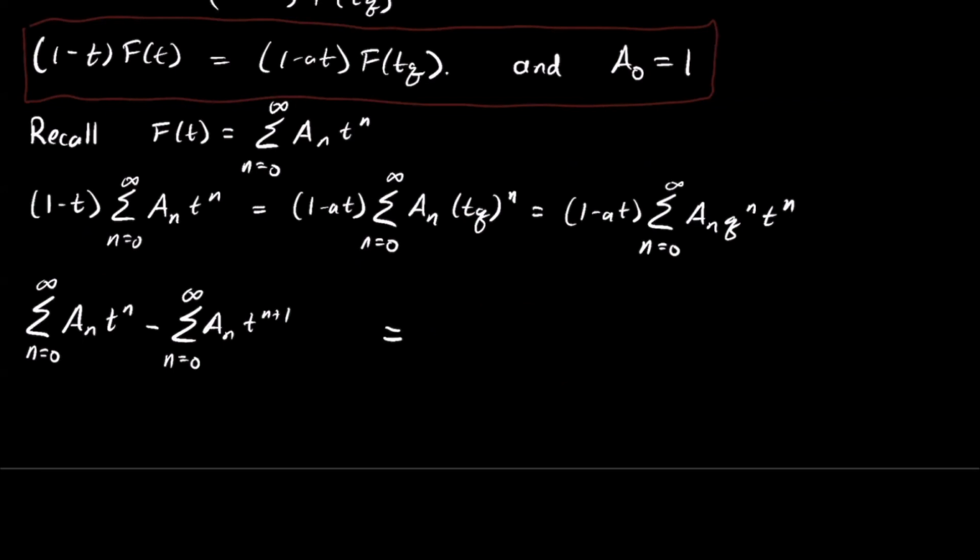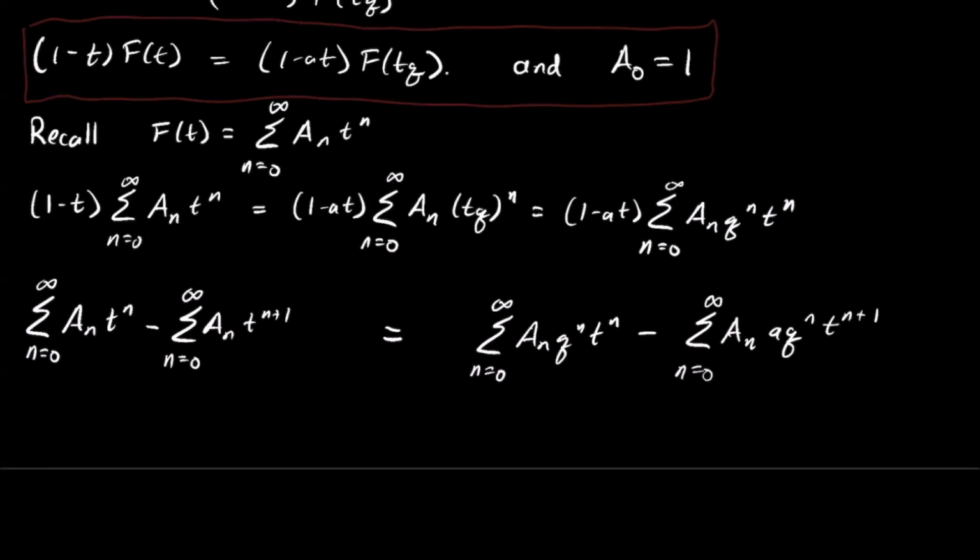What does our right-hand side become? Well, when I expand this out, our right-hand side becomes the sum of a_n q^n t^n, n goes from 0 to infinity. So this is when I take 1 times that sum, and then I have to take minus a t times that sum. So what I'm going to get is minus the sum, n goes from 0 to infinity, of a_n a q^n t^(n+1). So I'm left with an expression of this form.